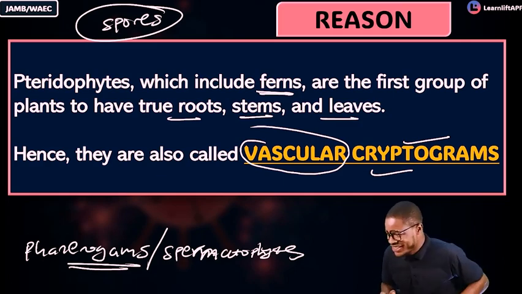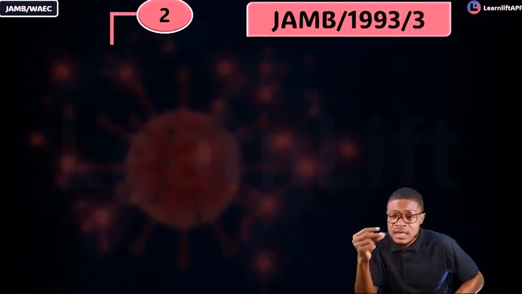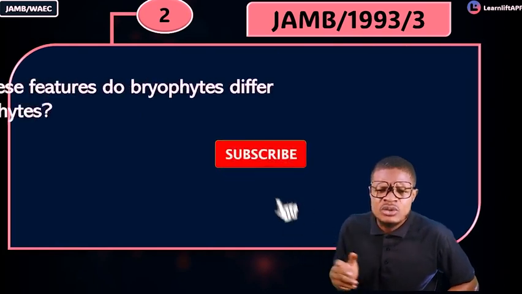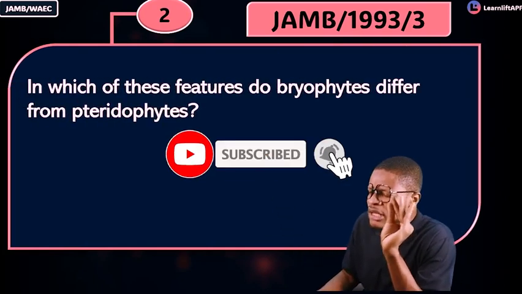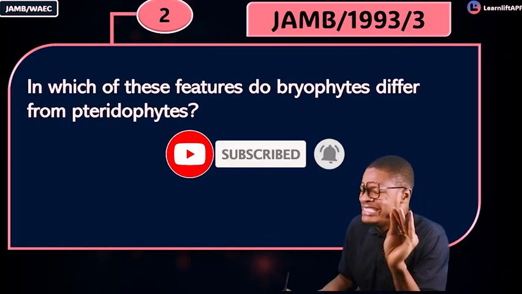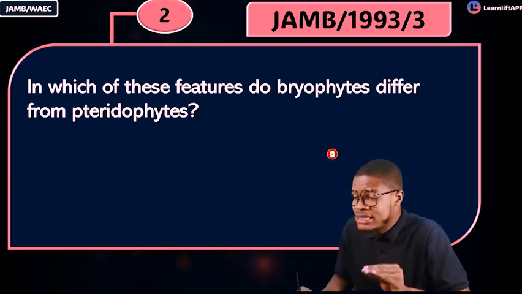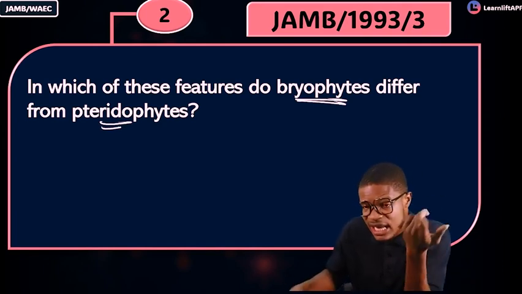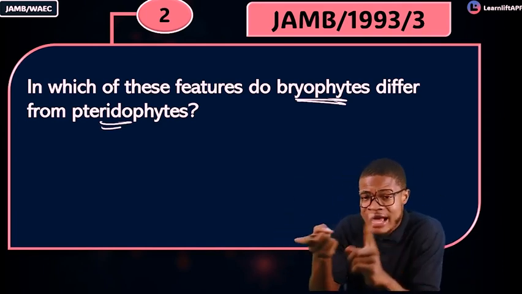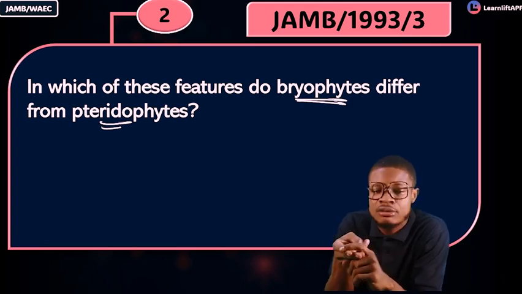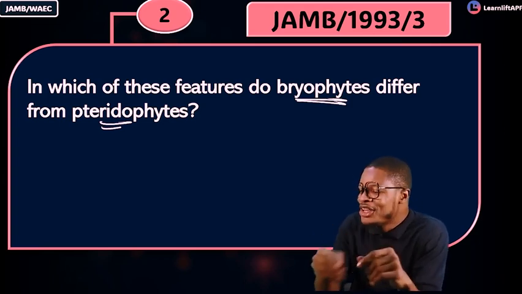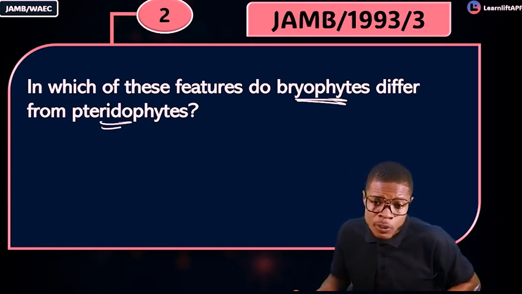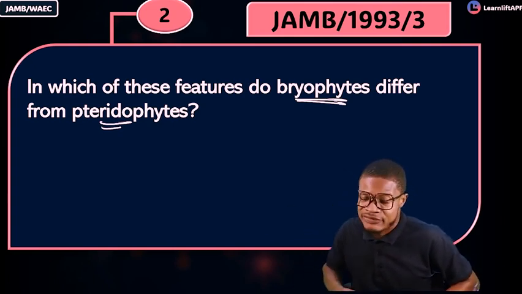These are the exam questions. And don't forget this very quickly. 1993 question 3, powerful JAMB question. JAMB gave this question that says, in which of these features do bryophytes differ from pteridophytes? What is it that differentiates bryophytes from pteridophytes? Let's find the reason now. Your bryophyte, do they have true roots, true stem, true leaves? No. But pteridophyte, do they have? Yes. Your bryophyte, do they produce spores? Yes. Pteridophyte, do they produce spores? Yes, they also produce spores. So spore can never be their difference.